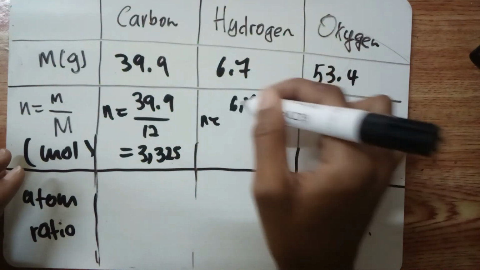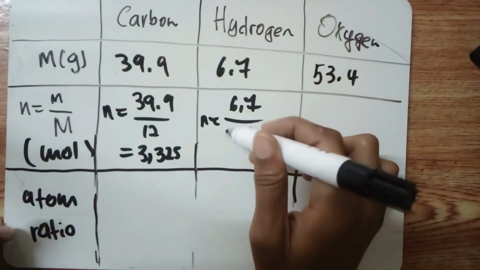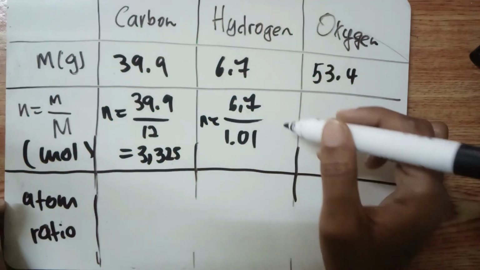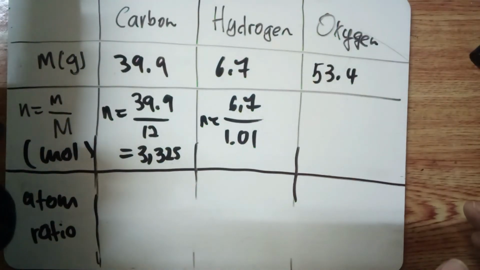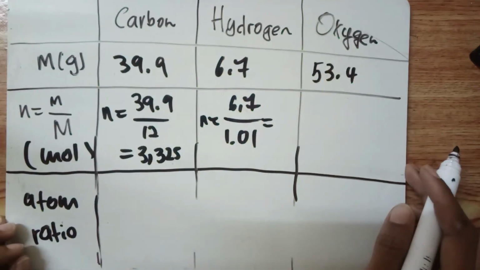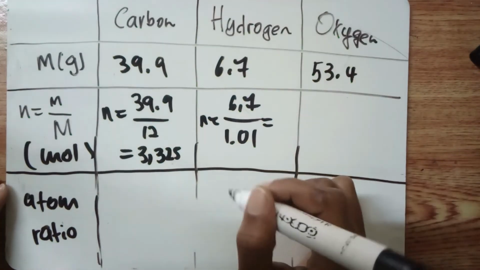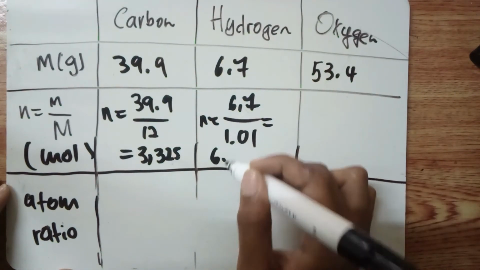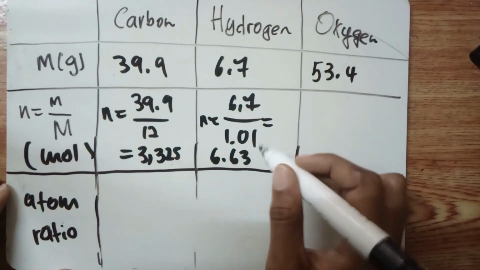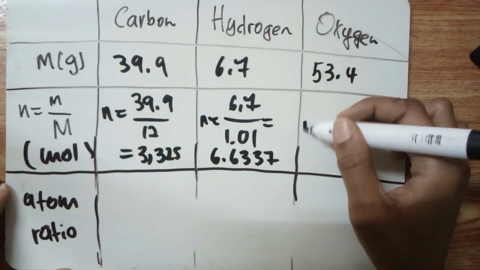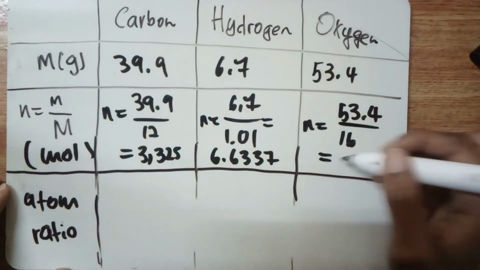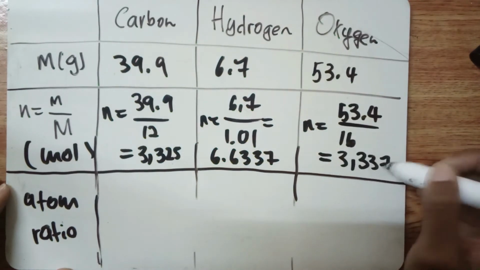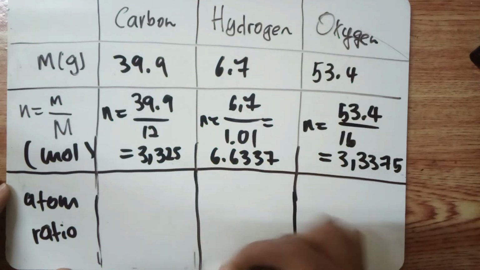We have 6.7, this is hydrogen, divided by its molar mass of 1.01. Let me check my periodic table. It's 1.01 or 1. So the value you find there is 6.6337. Same thing for oxygen, 53.4 divided by 16, which will give us 3.3375. And now we have to divide by the smallest mole there.